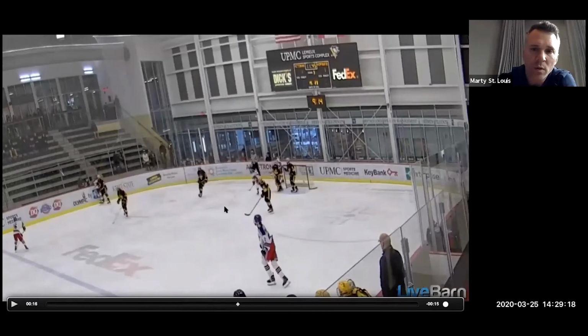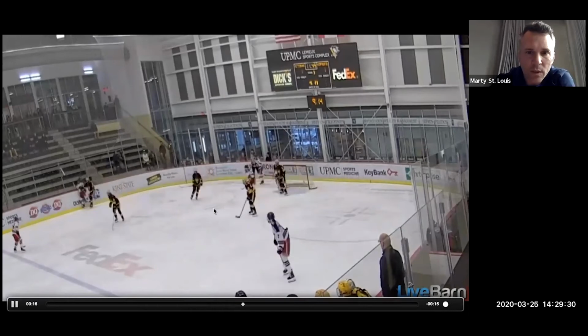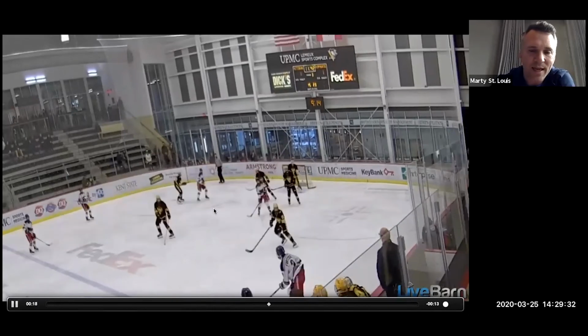Now, you see my cursor right now? He realized that Guzzo, my other player, is behind him, so he's going to jump in. I think he does. So I like that a lot.